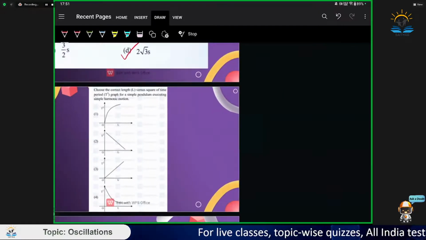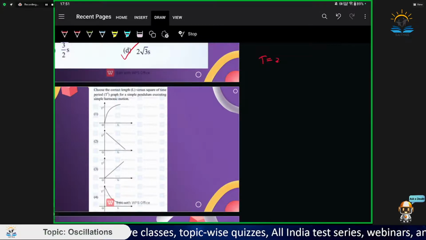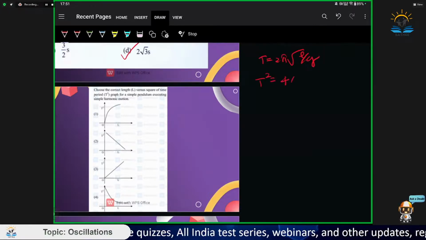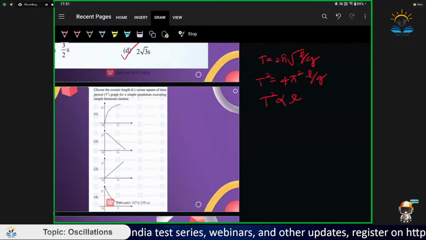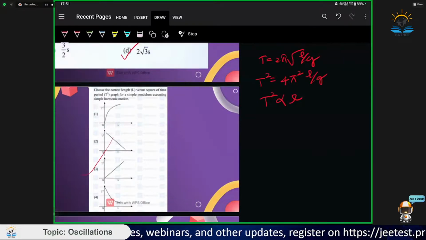This is the next question. Choose the correct length L versus square of time graph of a simple pendulum executing simple harmonic motion. Again, a very simple question. Time period T equals 2 pi into root of L by g. So we know that T square equals 4 pi square L by g. That means T square is proportional to length. Which option? Option 3 will be the correct answer.